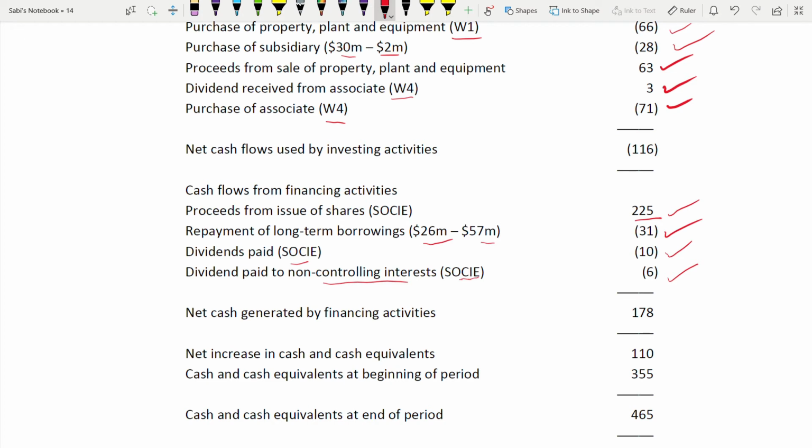Okay. So finally you will get this, and when you take all the three activities, when you add your net cash flow from operating, investing and financing, you will get 110. With this is the opening balance you will get from your statement of financial position, and this is your closing balance. It balances, right? You have to get 465 at the end.